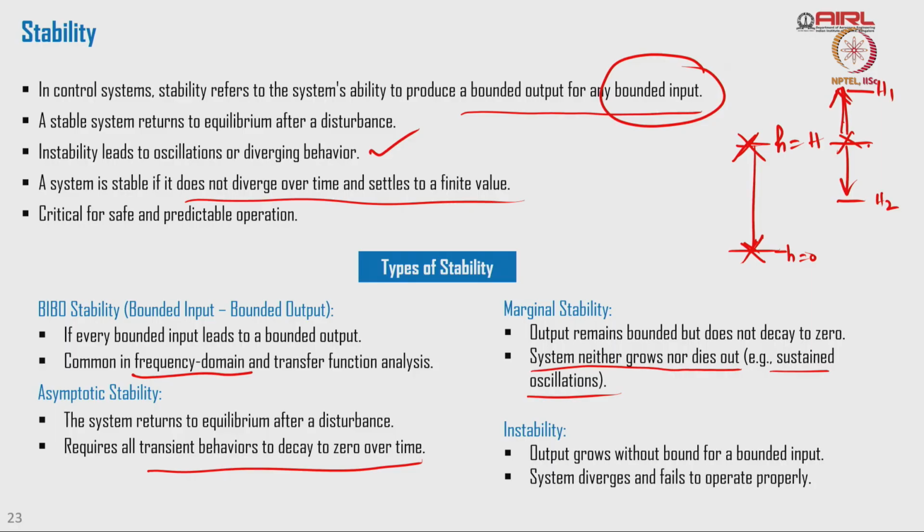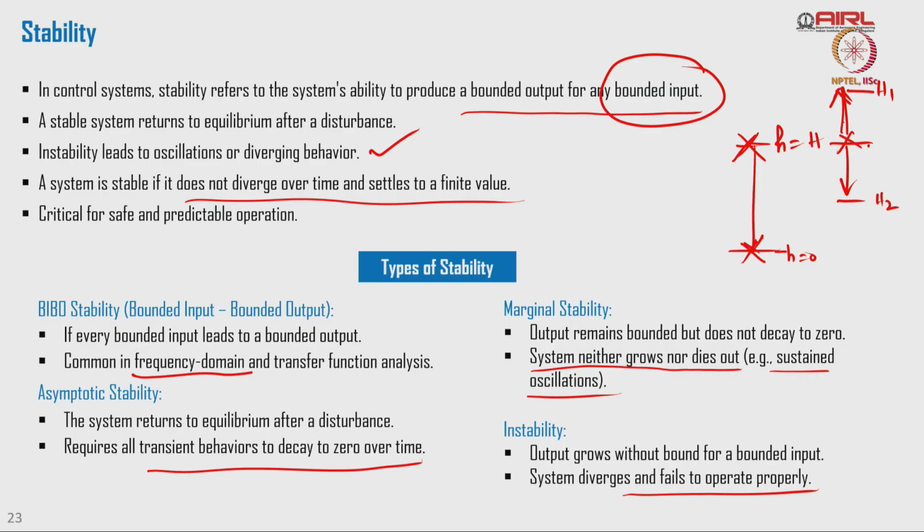What is instability? Instability is when the output grows without any bound. That means the drone, after reaching this height, does not stop and keeps on increasing its altitude without bound. The system diverges and fails to operate properly. If that happens, that is called instability.